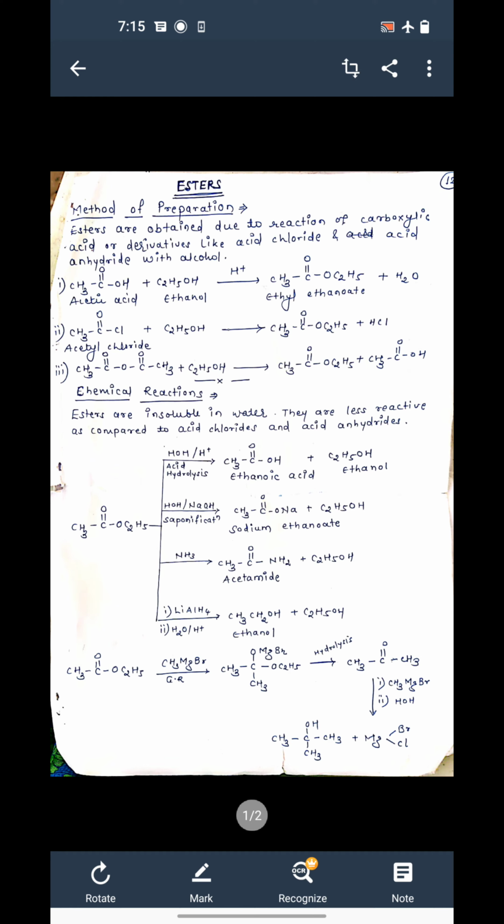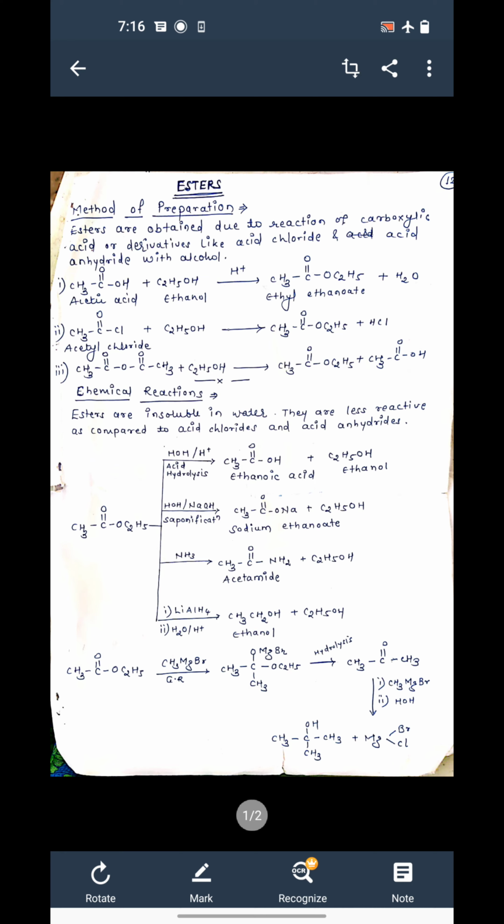The second reaction, when we react it with NaOH, a saponification reaction takes place. The alkyl group or R group of COOR gets replaced by Na, and we get the salt of that ethanoate. So it is sodium ethanoate. We get the sodium salt of that ester. Then when ester reacts with ammonia, it gives us acetamide. Again a small molecule of alcohol gets removed here.